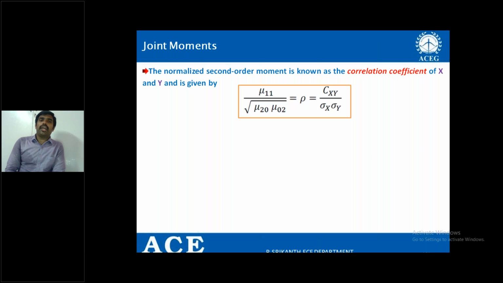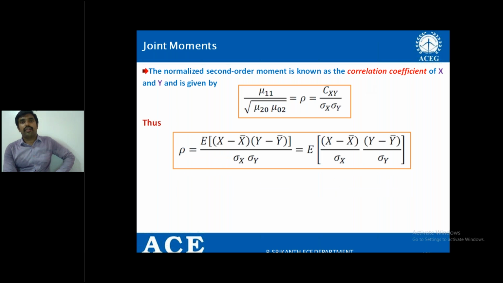Mu11 by under root mu20 into mu02. We represent the correlation coefficient with rho or rho suffix x comma y. Or we can also represent it like this: covariance Cxy by sigma x into sigma y, right? That is the normalized second order moment, or correlation coefficient of x and y.